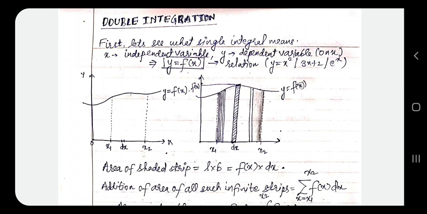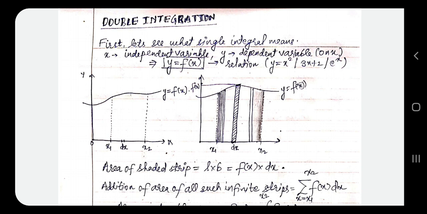So let's see, before beginning the double integration, let us see what a single integral means. x is our independent variable and y is the dependent variable. y is depending on x. y is equal to f of x is the relation by which y is depending on x. Here are a few examples. It could be x square, 3x plus 2, exponential, logarithmic, or any other relation.